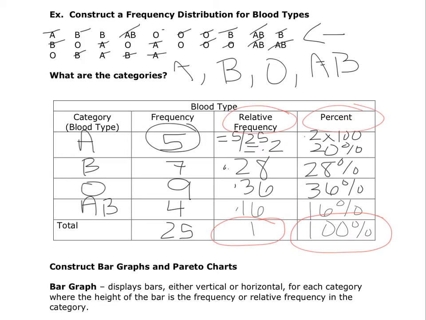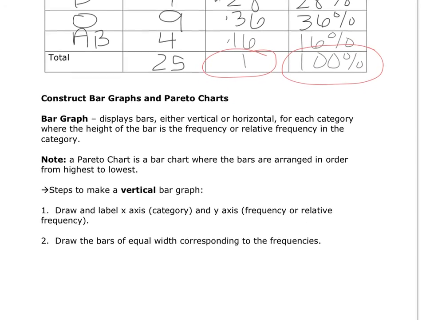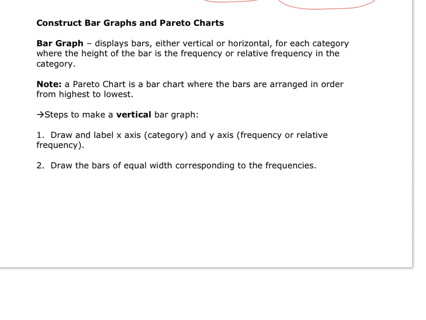Okay, so next we're going to talk about the graphs for these charts. The first kind of graph is a bar chart. They display bars, either vertical or horizontal, for each category, where the height of the bar is the frequency or relative frequency in the category. A Pareto chart is a bar chart where the bars are arranged in order from highest to smallest. It's just a personal preference if you like them in order, or if you don't, it doesn't really matter.